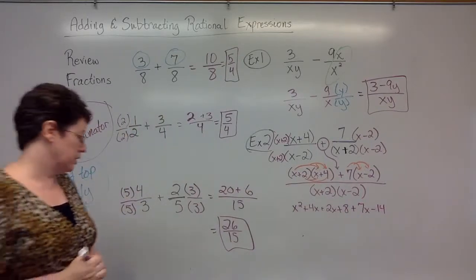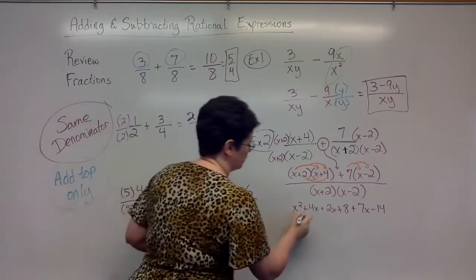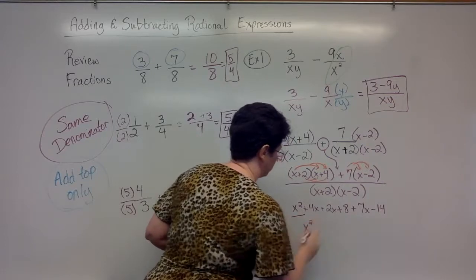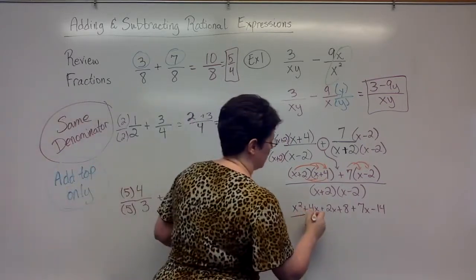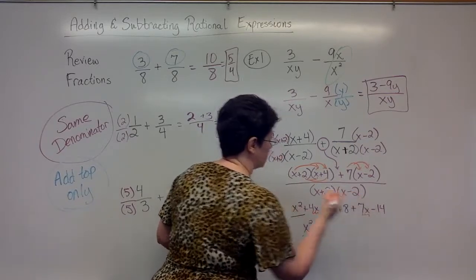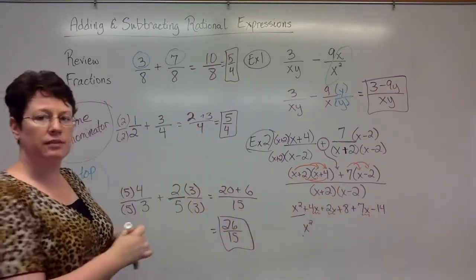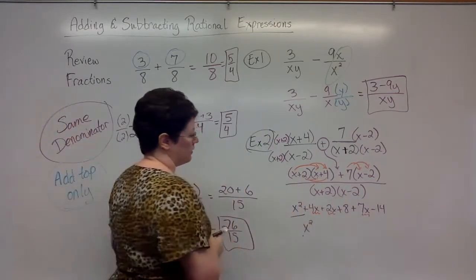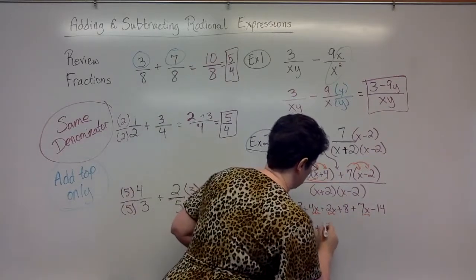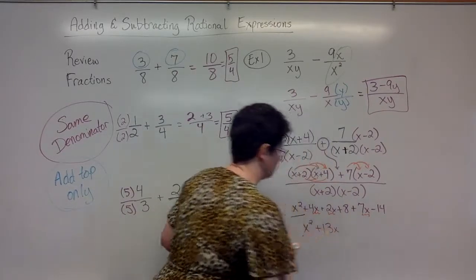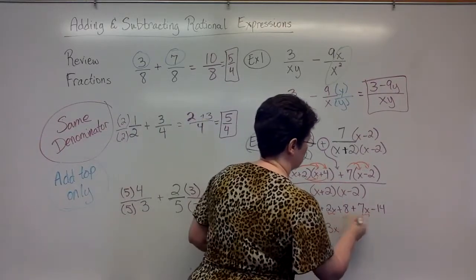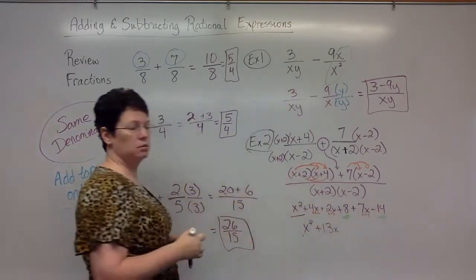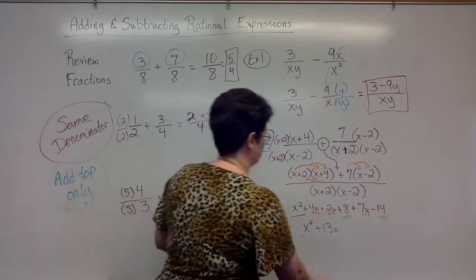Now let's combine like terms. How many x squareds do we have? Well, we just have the 1, so that's easy. All right, let's see. We got an x, and an x. So I got 4 plus 2 plus 7. 6 plus 7 is 13. So I have a 13x. And then it looks like I've got an 8 minus a 14. What's that going to be? Yeah, minus 6.